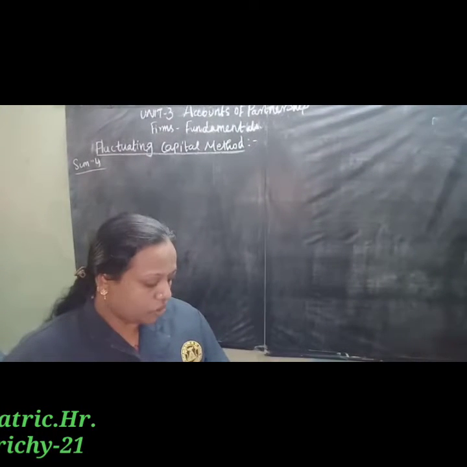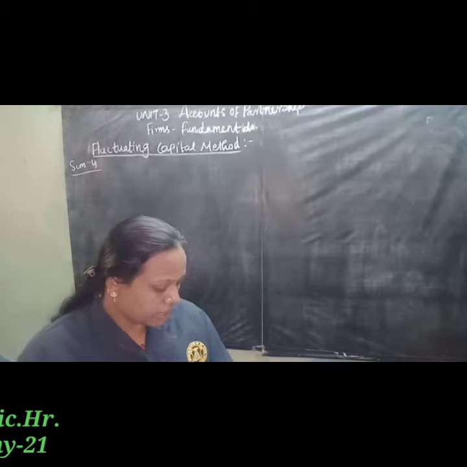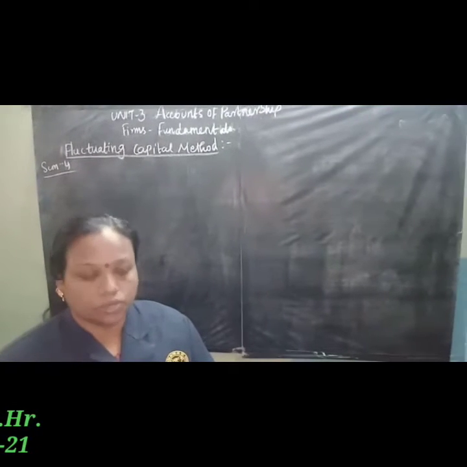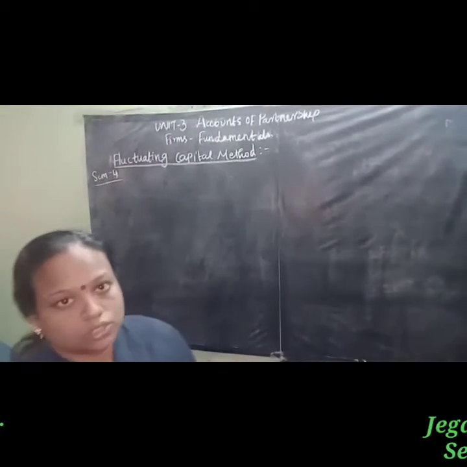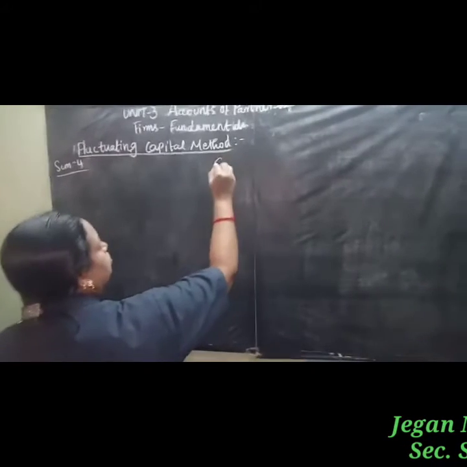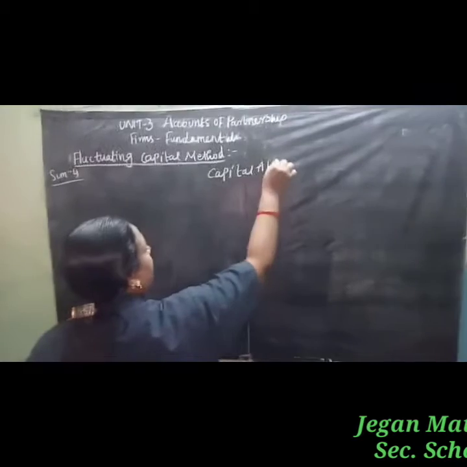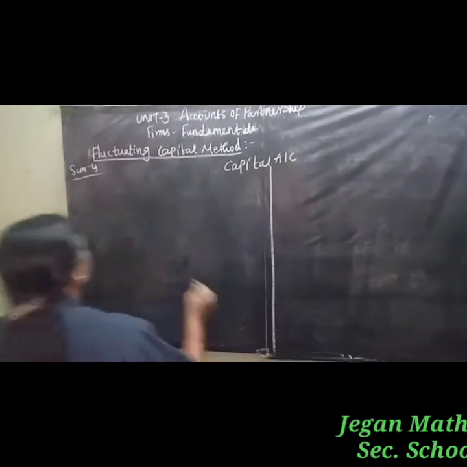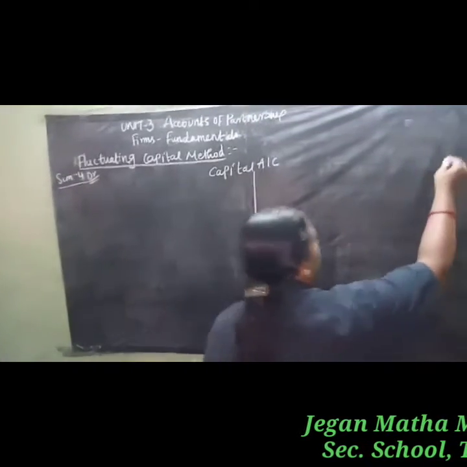Salary for Padmini 45,000, Padma nil. Commission for Padmini nil and Padma 21,000. How to prepare the fluctuating capital method? So let's see the solution now. In the fluctuating capital method, we have to prepare only the partners' capital account.